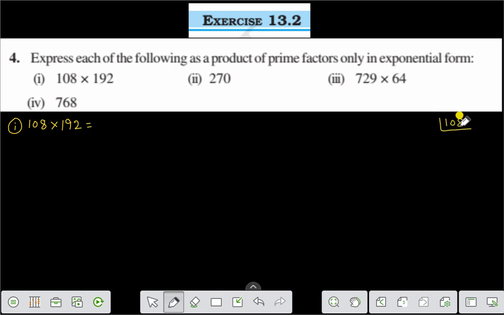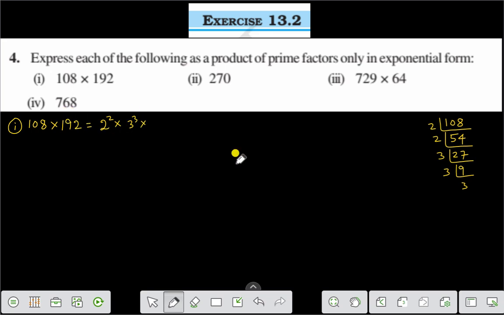It can be divided by 2. 2 5 is 10. 2 4 is 8. Again divide by 2. That is 2 2 is 4. 2 7 is 14. Divided by 3. 3 9 is 27. And 3 3 is 9. 3 3 is 9. Right? Therefore, 108 can be written as 2 to the power 2 into 3 to the power 3. It can be written as 2 to the power 2 into how many 3? 1 2 3. 3 to the power 3.